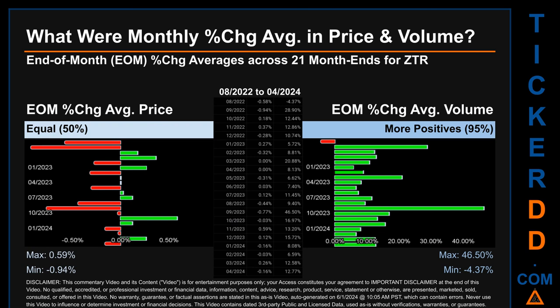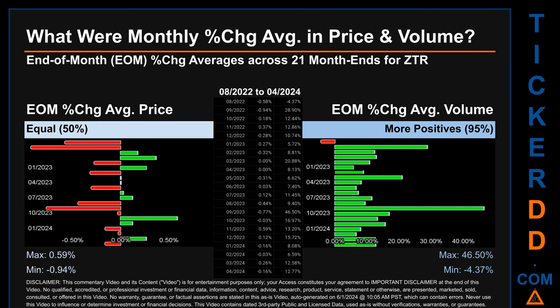From 08-2022 to 04-2024, there was an equal split of monthly percentage change in price across 21-month ends. In terms of volume, 21 out of 21 month ends had a positive percentage change. That is 95% of month ends saw a positive percentage change in average volume.